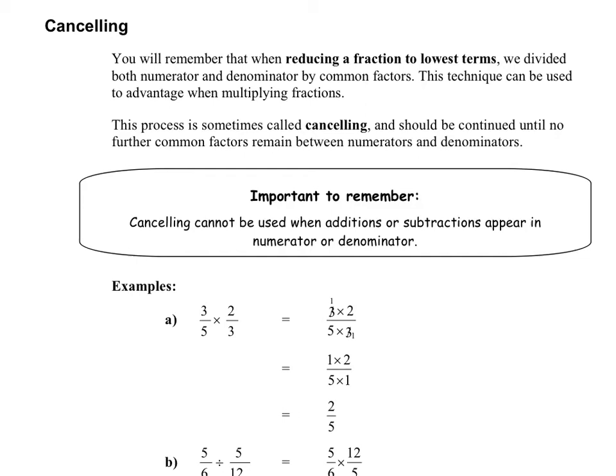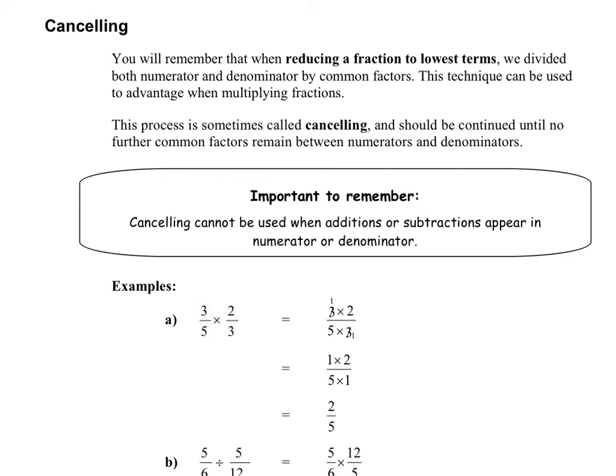Reducing fractions to their simplest form, we need to cancel out common factors, and we cancel those common factors in both the numerator and the denominator. In particular, the process is called cancelling when we perform it across a multiplication sign.